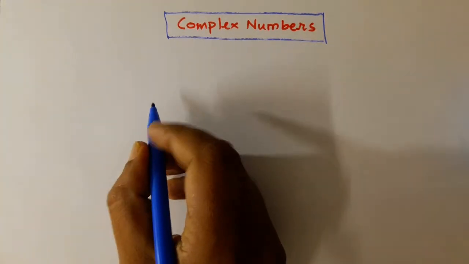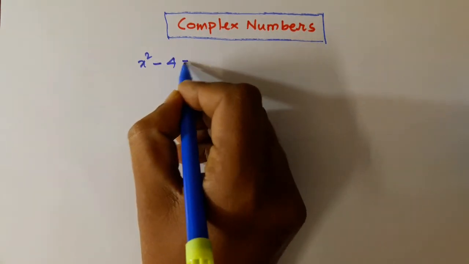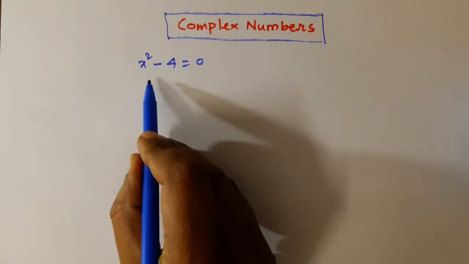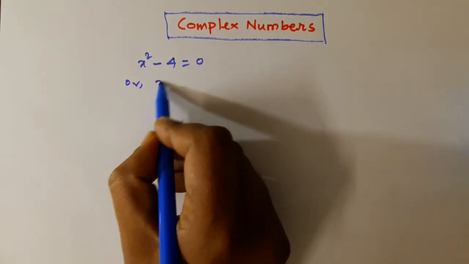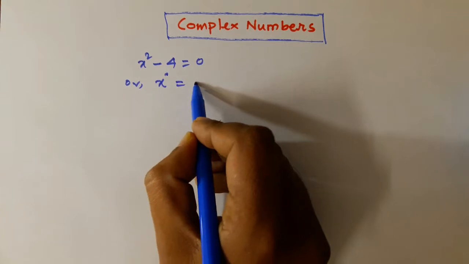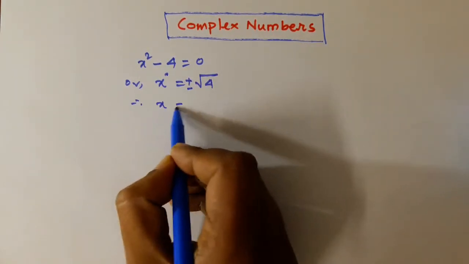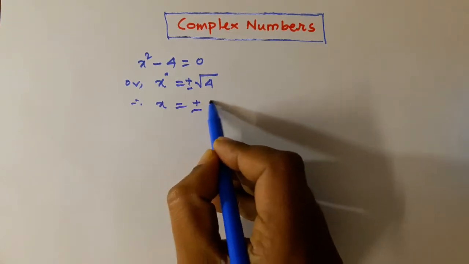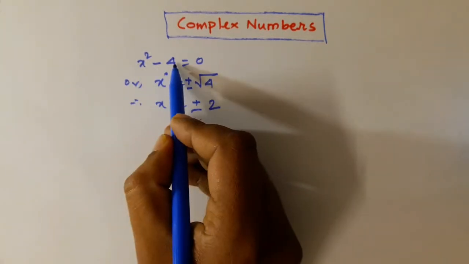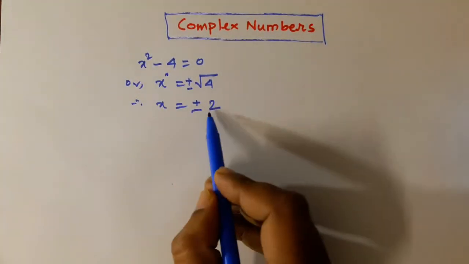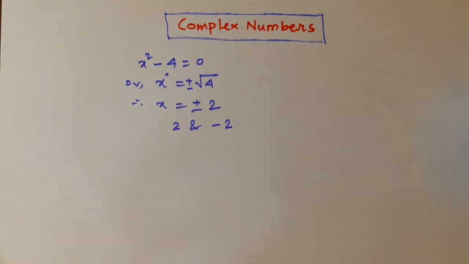Friends, for the equation of the form x square minus 4 is equal to 0, you can get the solutions because x square is equal to 4, so x is equal to square root of 4. Therefore, x is equal to plus minus 2. So you are getting two roots of x square minus 4 equal to 0. They are respectively 2 and minus 2.